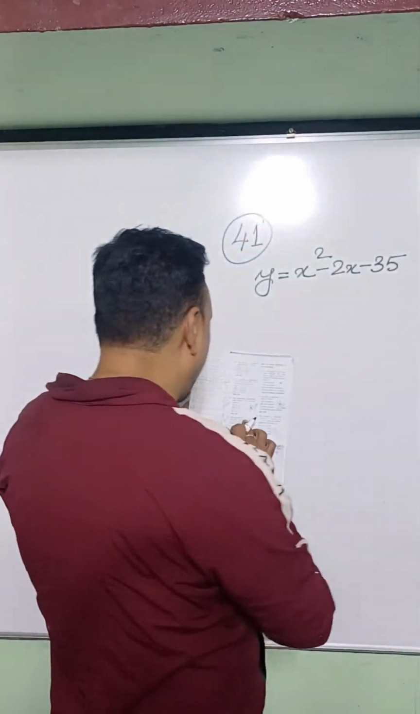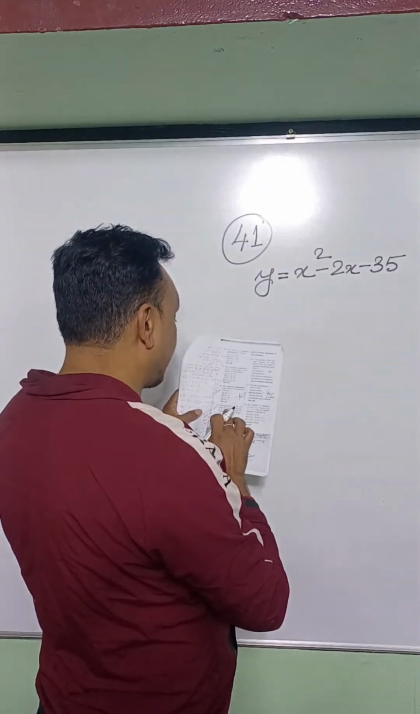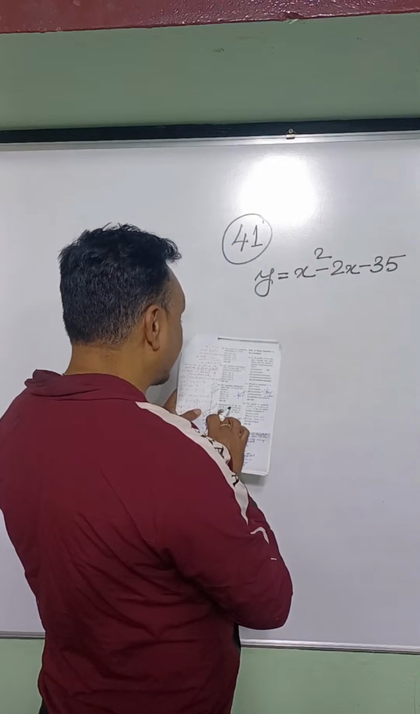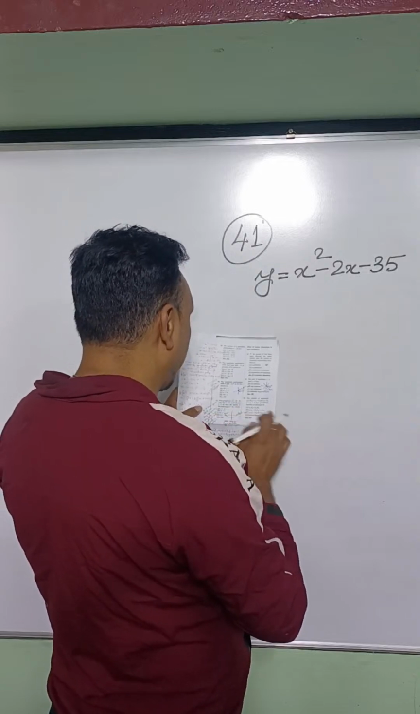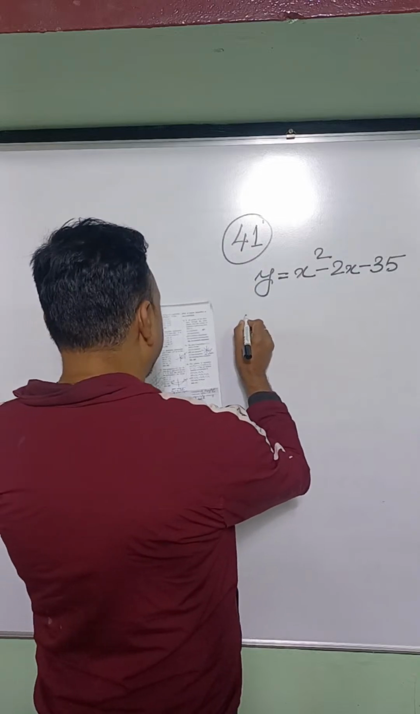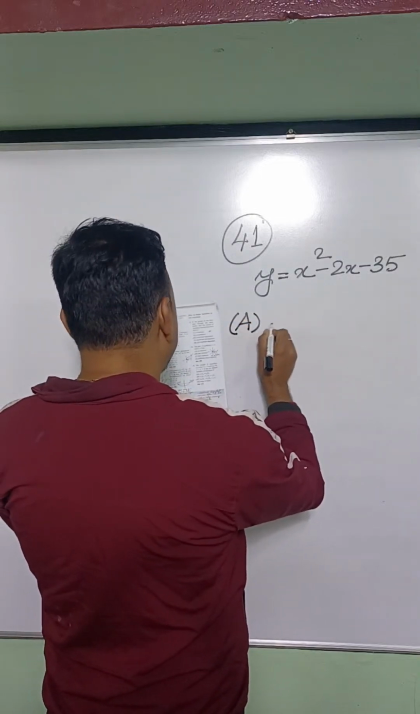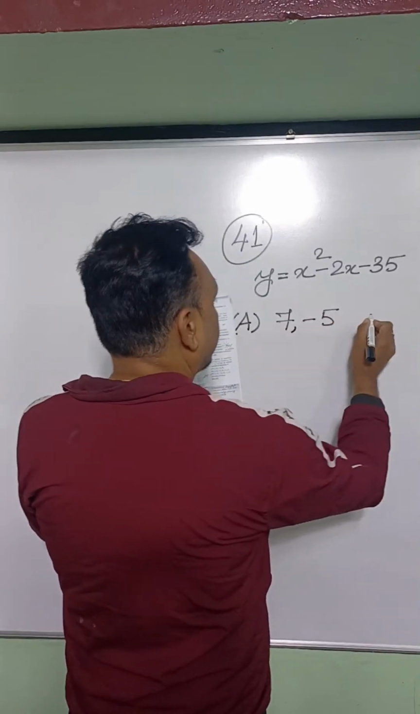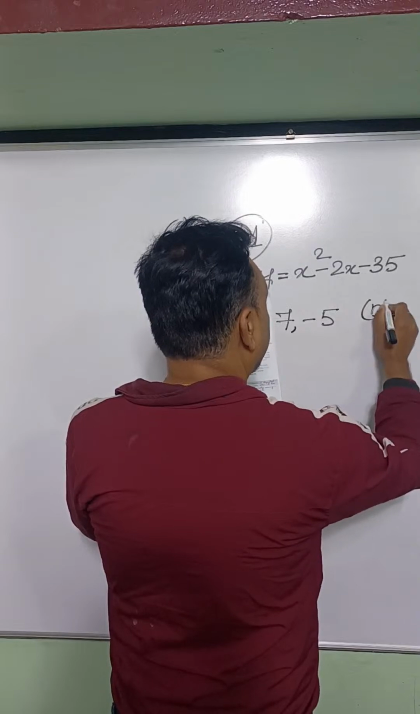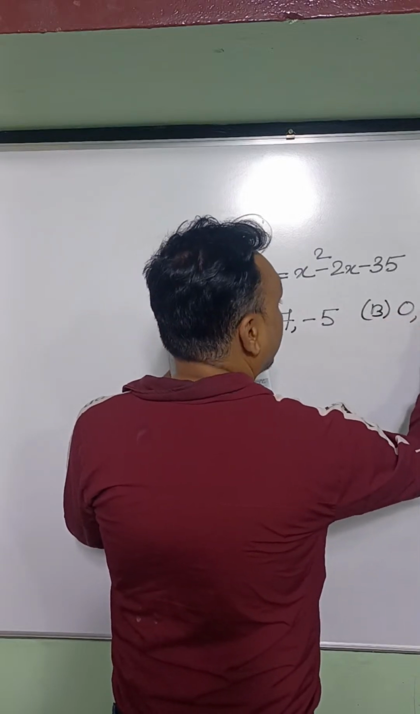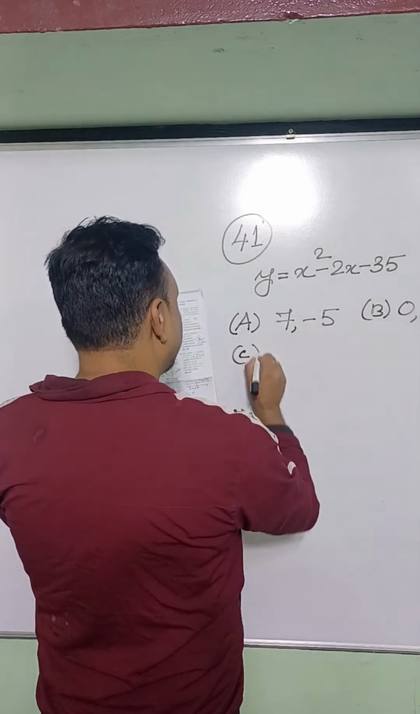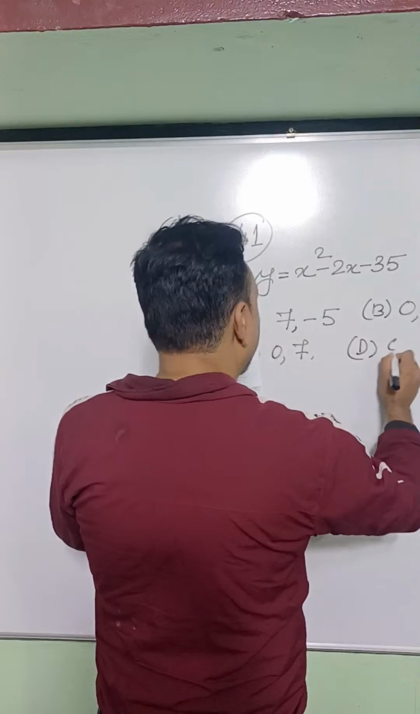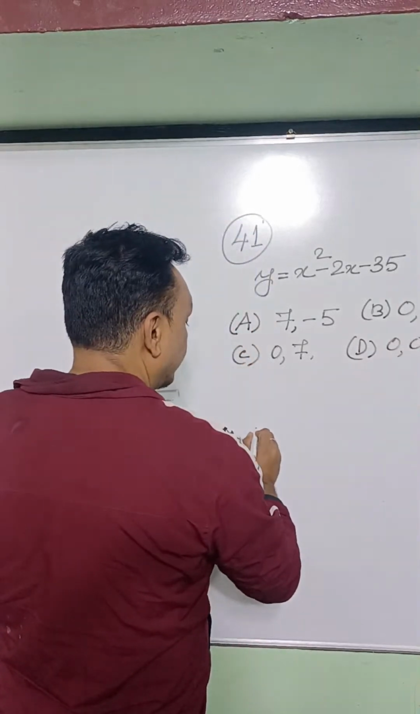If the graph y is equal to x square minus 2x minus 35 cuts the x-axis at the points 7, 0 and minus 5, 0, then find the zeros of the polynomial. The options are: option A is 7, minus 5; option B is 0, minus 5; option C is 0, 7; and option D is 0, 0. Now I'm going to draw the graph.